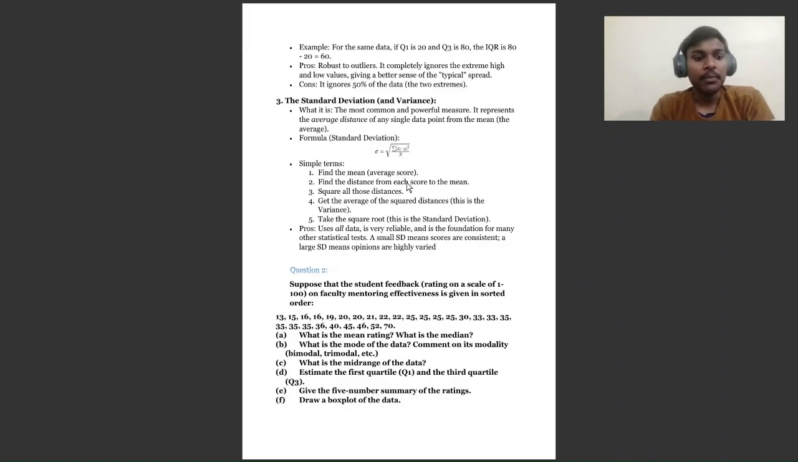First, let's compute the mean. The mean is calculated as the sum of values divided by the number of values. We add all 26 values together and divide by 26. That gives us the average rating. Next, the median.